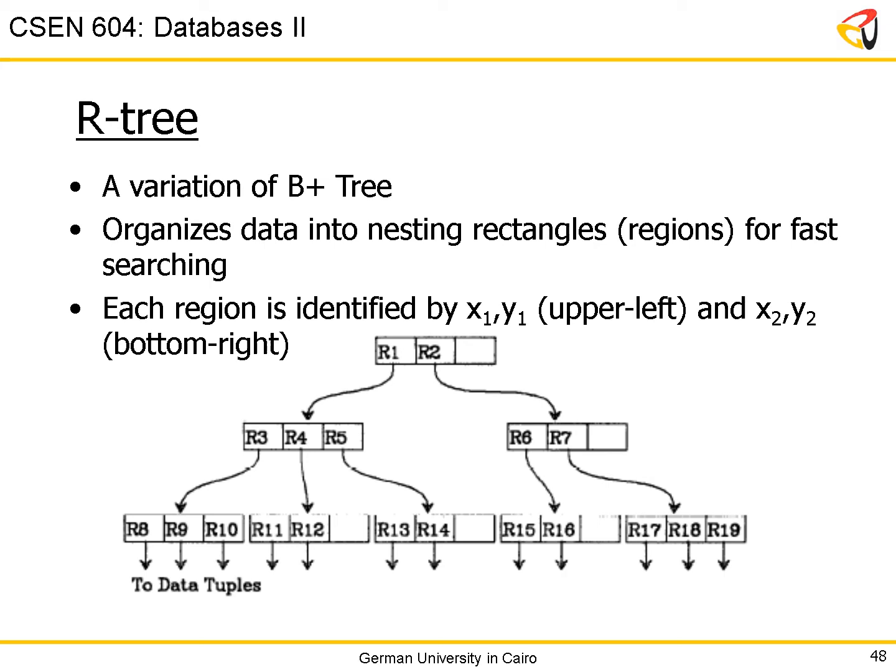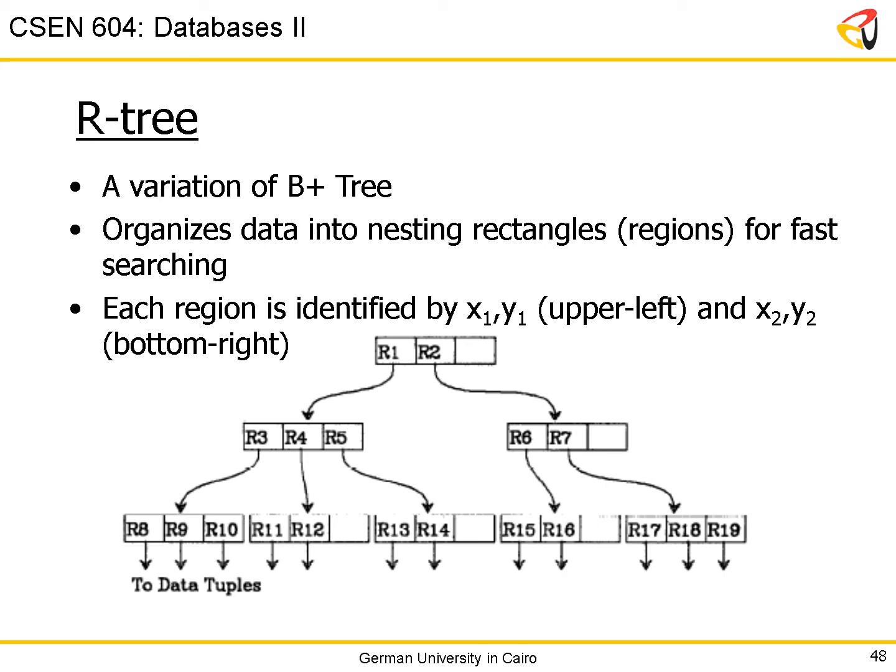In other words, it will have 4 values: x1, y1, x2, y2. So each one of those R's that you see here, R1, R2, R3, R4, R5, and so on, all the way till R19, each one of them consists of 4 numbers: x1, y1 for the upper left corner of the bounding box, and x2, y2 for the bottom right corner of the bounding box. So this is really the major difference here between R-trees and B+ trees.